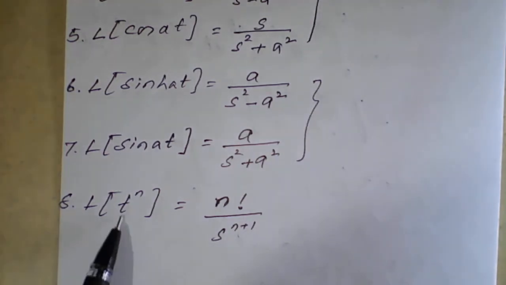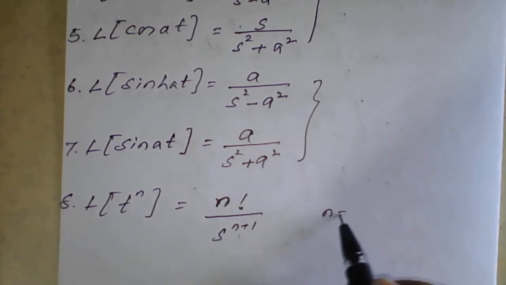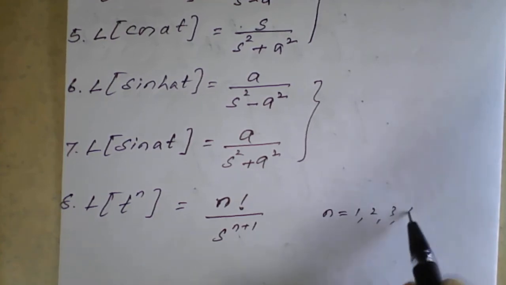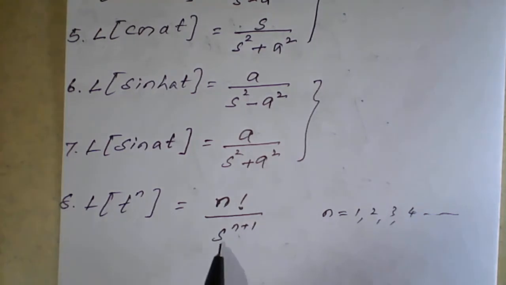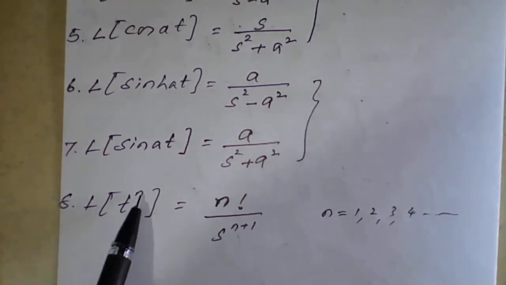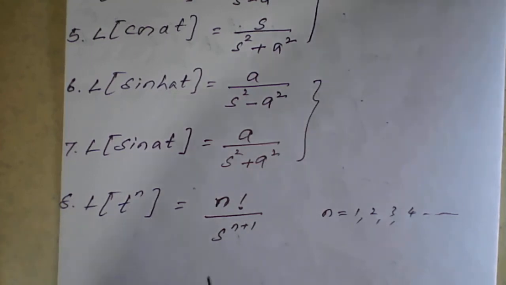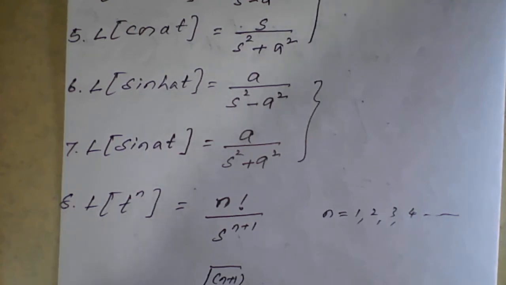Here you just see what the power of t is. If the power of t is an integer, that is a whole number, so n will take 1, 2, 3, 4, and so on, at that time we are going to use n factorial divided by s raised to n plus 1. If n is not an integer, not a whole number, at that time we are going to use the gamma function, that is gamma of n plus 1 divided by s raised to n plus 1.